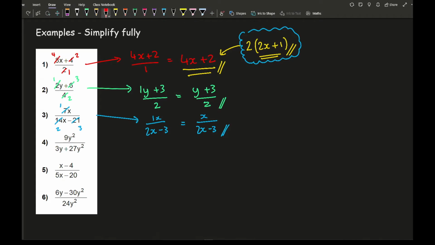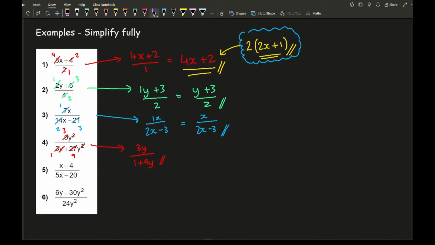Now for question 4, again here I've got numbers. Each of the 3 terms have got numbers, so I think to myself, what goes into all those 3 numbers? That's going to be 3. So divide all the numbers by 3. Then what I get is that. And I also notice that every single term has got a y, so I can cancel a y, and I then get that. Looking at what's left, I've got 3y over 1 plus 9y. And again, I can't cancel the 3's because the 1 is blocking it, and I can't cancel the y's because the 1 hasn't got a y. So that would be my final answer.